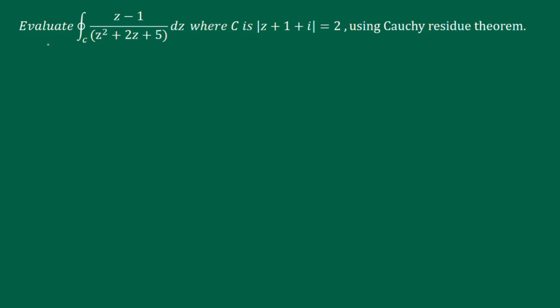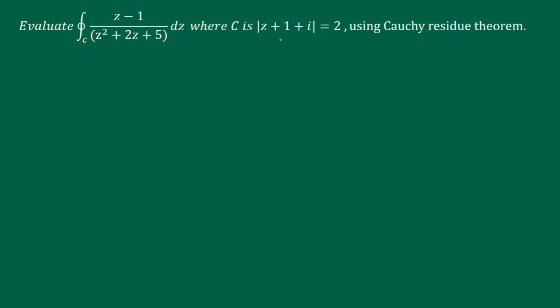Now let us see this example. Integral over C of (z minus 1) by (z square plus 2z plus 5) dz, where C is the circle modulus of (z plus 1 plus i) is equal to 2, using the Cauchy residue theorem. So we have to evaluate it. Now if we see the circle, that is, the curve C is given by modulus of (z plus 1 plus i) equal to 2.